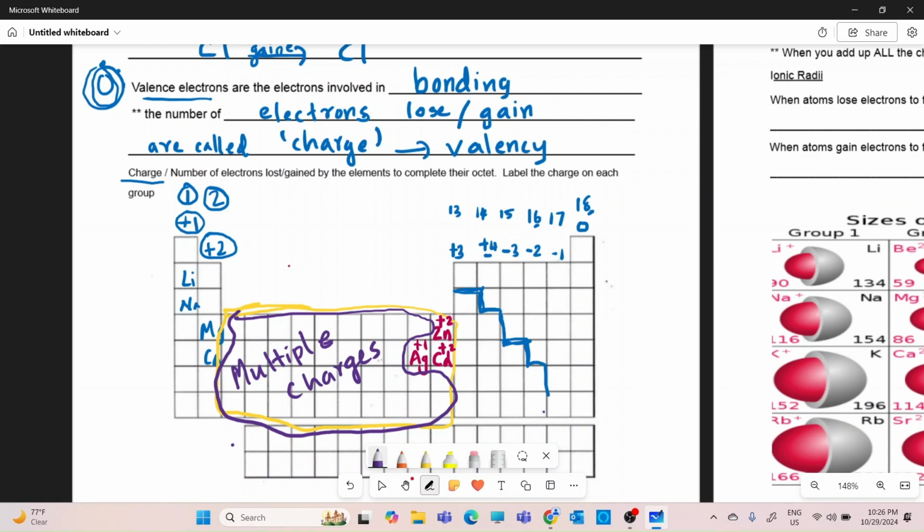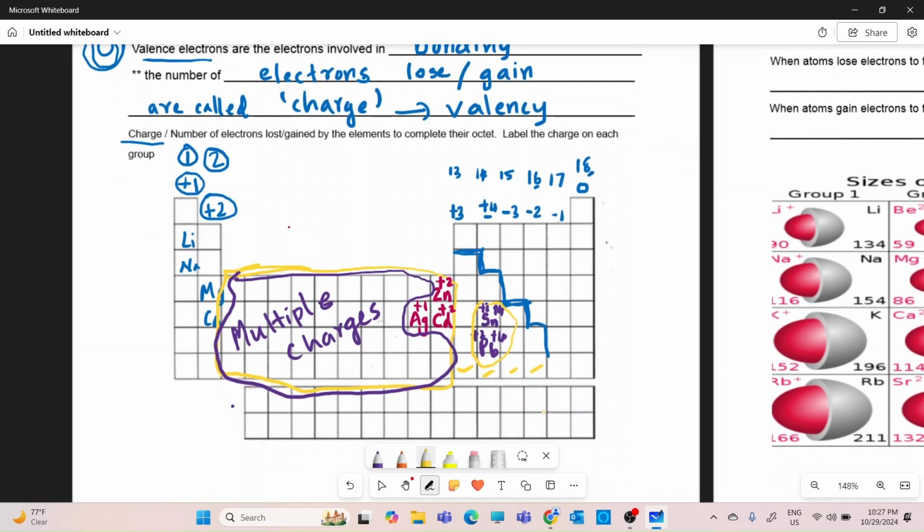And there are 2 others from the 14th group. We know this is carbon, silicon, germanium, and tin. Tin is also showing +2 and +4. And there is Pb. Pb is also showing +2 and +4. So these also show multiple charges. There are a couple of others. These will show multiple charges, but you don't need to study them. We didn't include that for you.